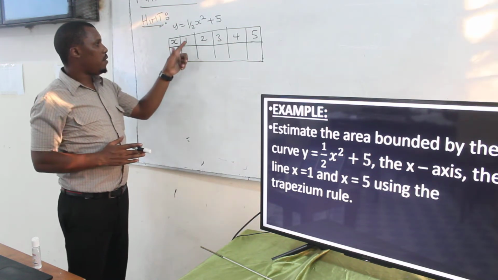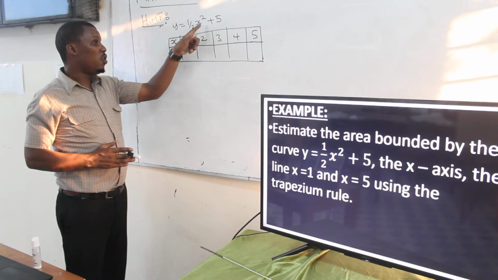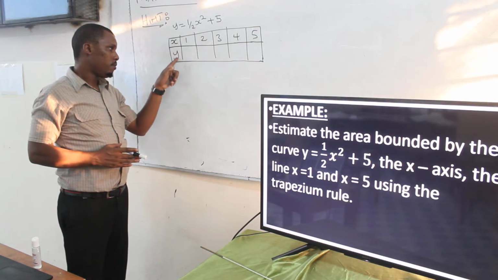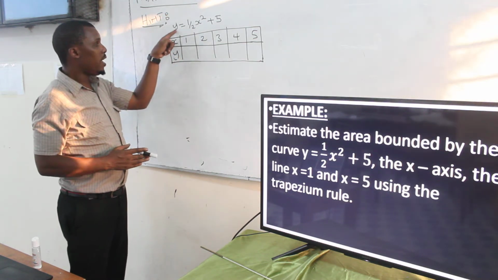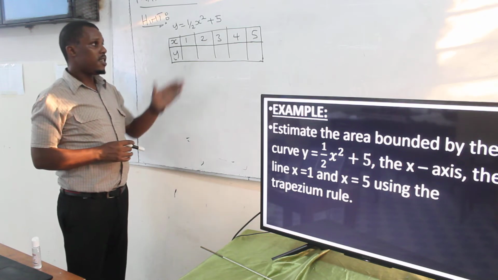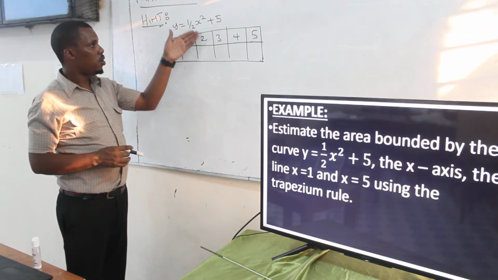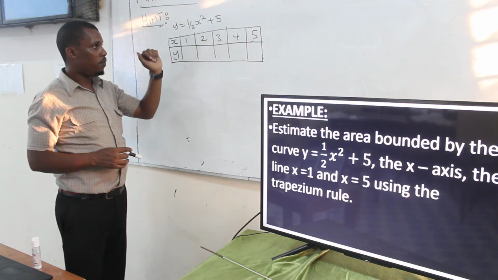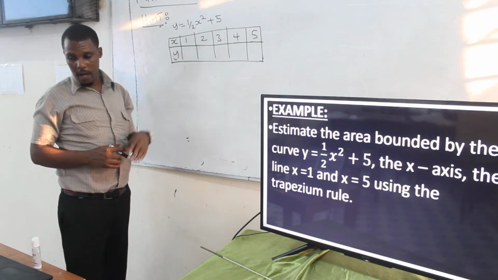So once you substitute the value of 1 in this equation, you're going to get the value of y when x is equals to 1, since y is depending on the value of x. Same case should be done when x is 2. You substitute. Then you solve. 3, 4, up to 5.